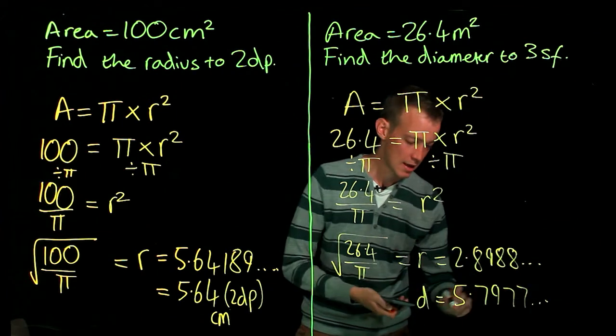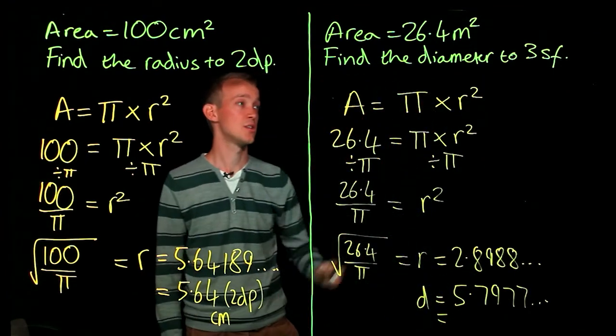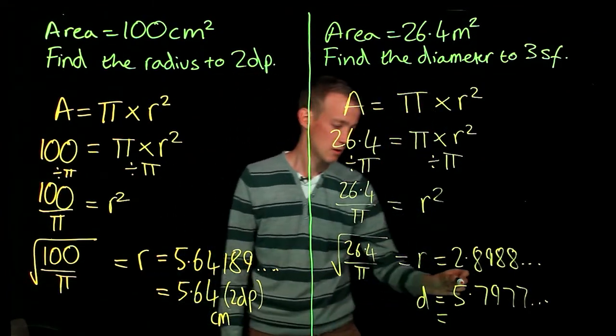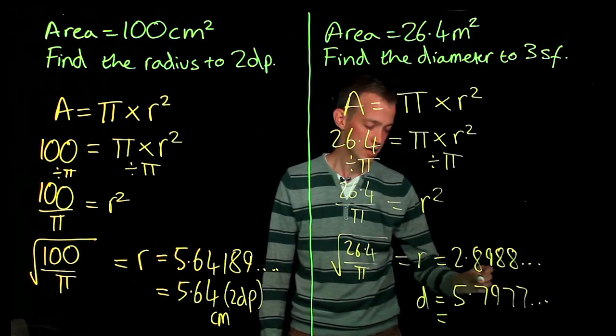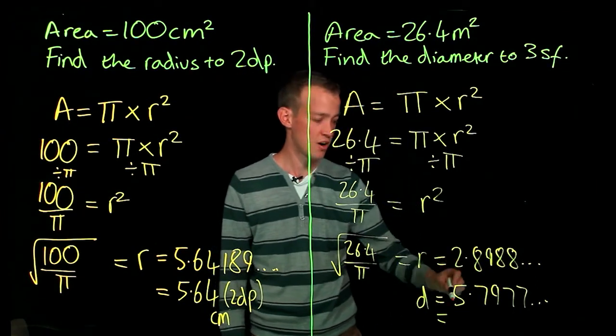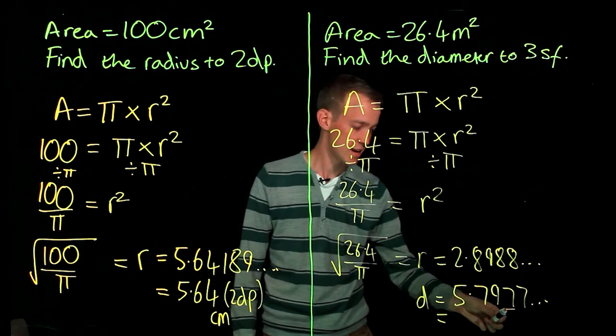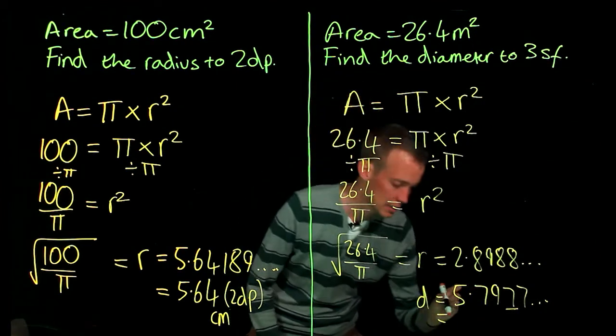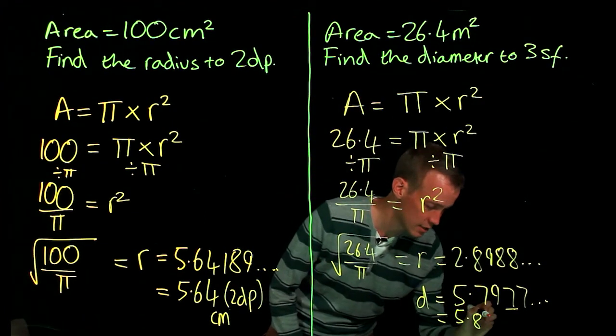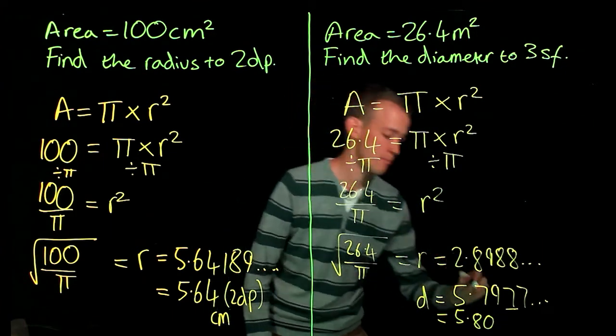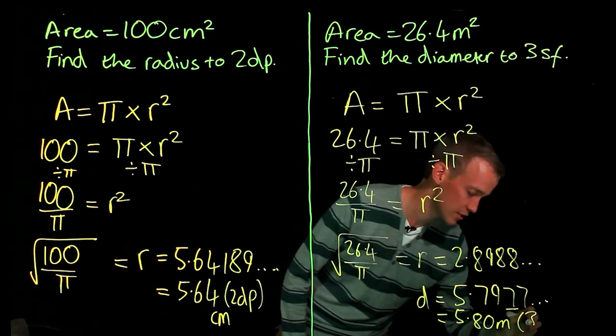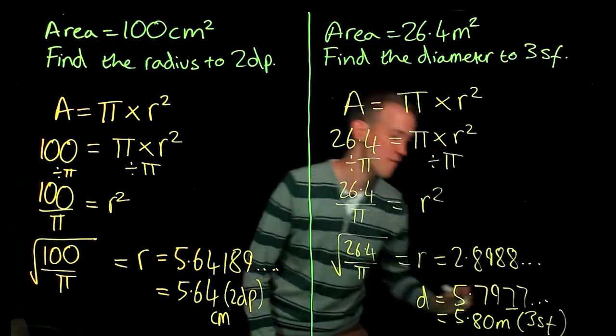5.7977. And I need to give my diameter to 3 significant figures. 1, 2, 3. It's either 5.79 or 5.80. Because of the 7 here, we can see that it's closer to 5.80. And my units are metres, and that's been rounded to 3 significant figures.